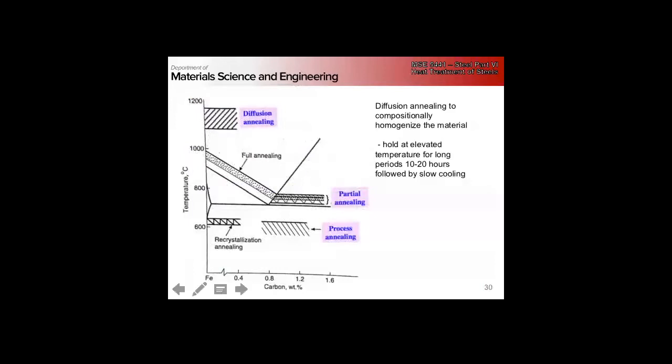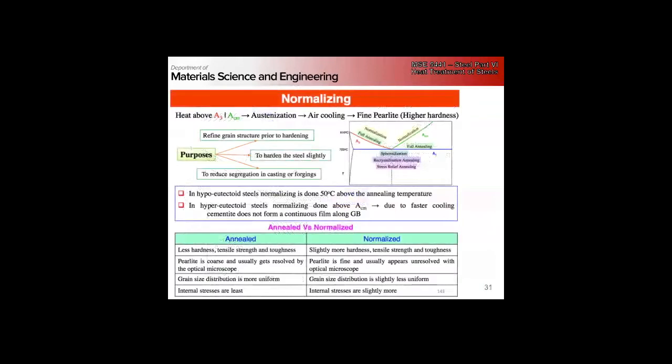And then the final one is diffusion annealing, in which you take it well above all the critical points into the austenite field, and hold for a prolonged time to homogenize the composition of the material. So if you have a cast ingot where you have significant solute segregation, you would go through a diffusion heat treatment to bring everything together. And then we talked about normalizing a little bit before.